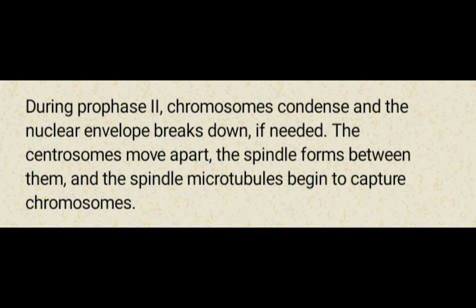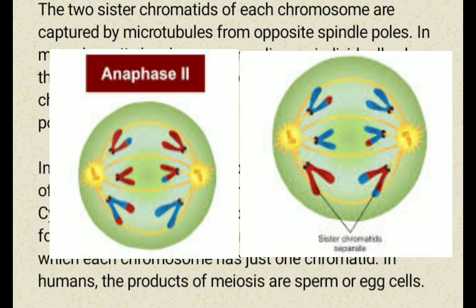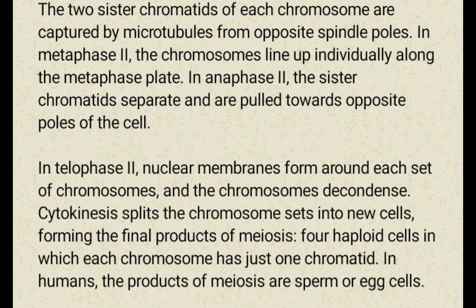During prophase II, chromosomes condense and the nuclear envelope breaks down if needed. The centrosomes move apart, the spindle forms between them, and the spindle microtubules begin to capture chromosomes. The two sister chromatids of each chromosome are captured by microtubules from opposite spindle poles. In metaphase II, the chromosomes line up individually along the metaphase plate. In anaphase II, the sister chromatids separate and are pulled towards opposite poles of the cell.